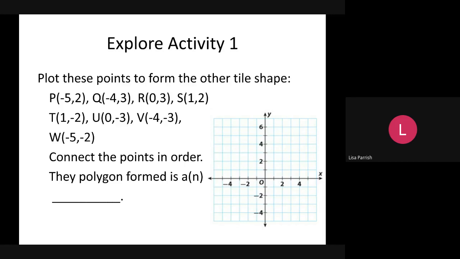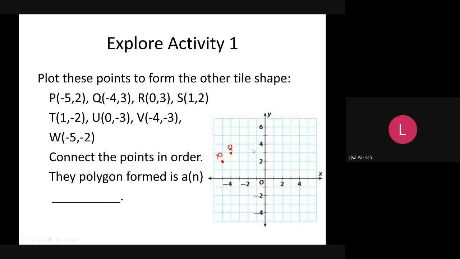All right, hopefully you paused this and got this completed. Point P is negative 5, 2. So I'm going to start here. Negative 5, remember we go across first. So over to negative 5, up to positive 2. So point P is going to be right there. Be sure and label those points. Q is negative 4, positive 3. So over to negative 4, up to positive 3.